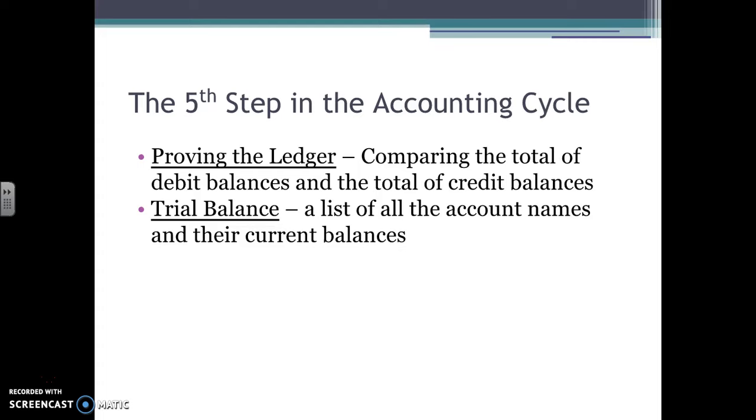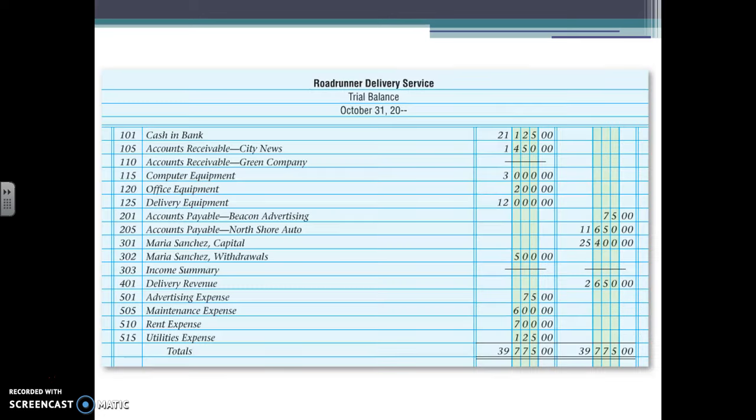They need to equal. A trial balance is a list of all the account names and their current balances, proving that the debits equal the credits. If they don't, there are errors somewhere. We need to go back and find the errors and fix them.